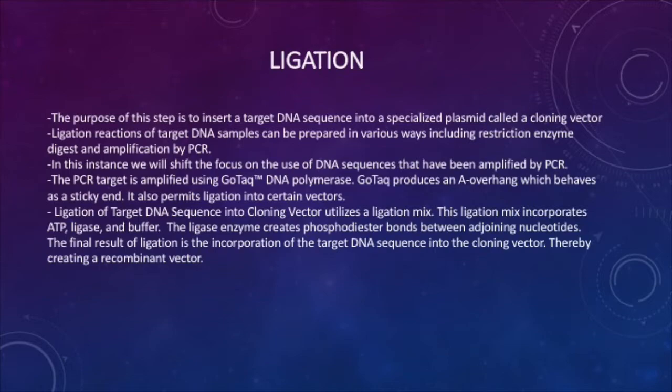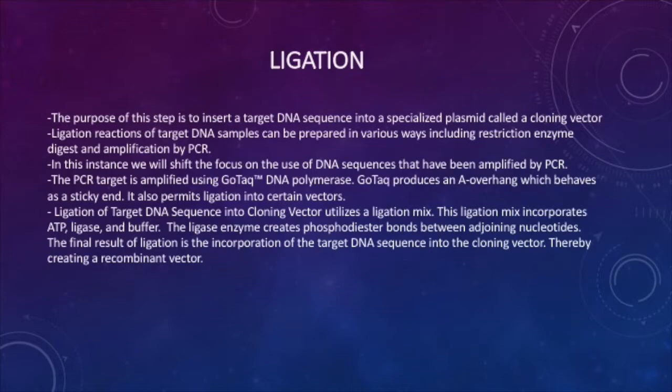Ligation reactions of target DNA samples can be prepared in various ways, including restriction enzyme digest and amplification by PCR. In this instance, we will shift the focus on the use of DNA sequences that have been amplified by PCR. The PCR target is amplified using GoTaq DNA polymerase. GoTaq produces an A overhang which behaves as a sticky end. It also permits ligation into certain vectors.